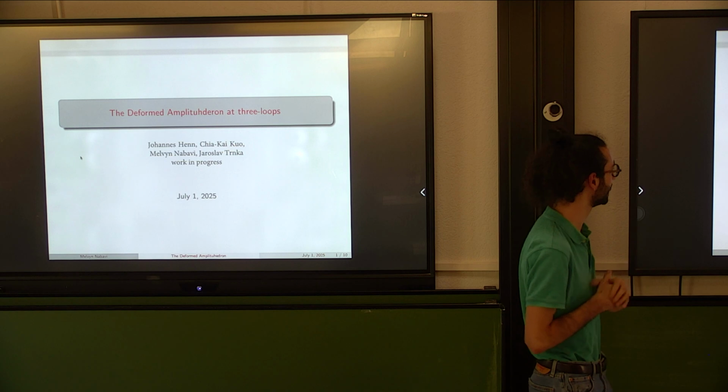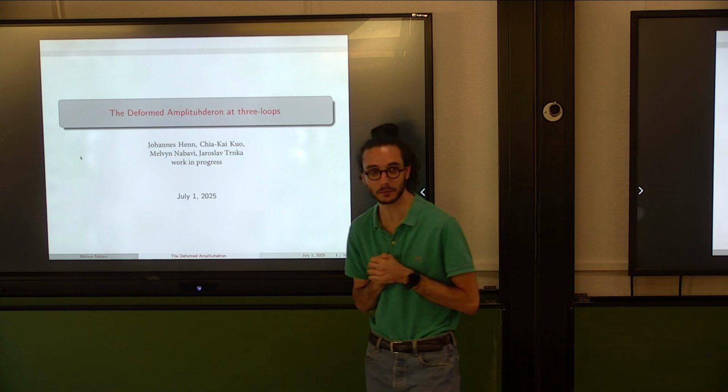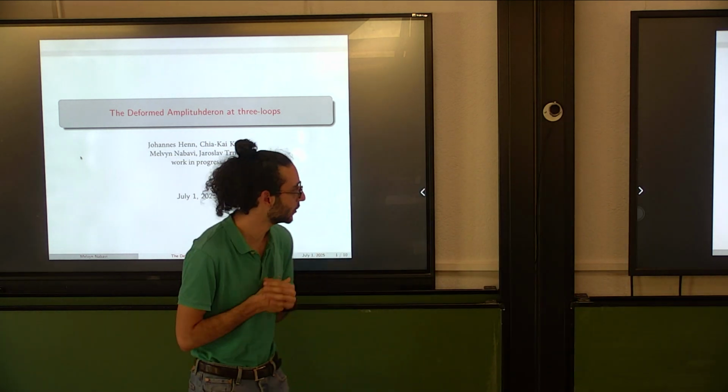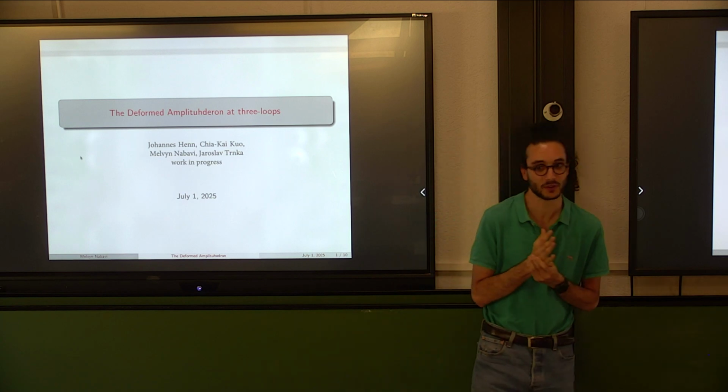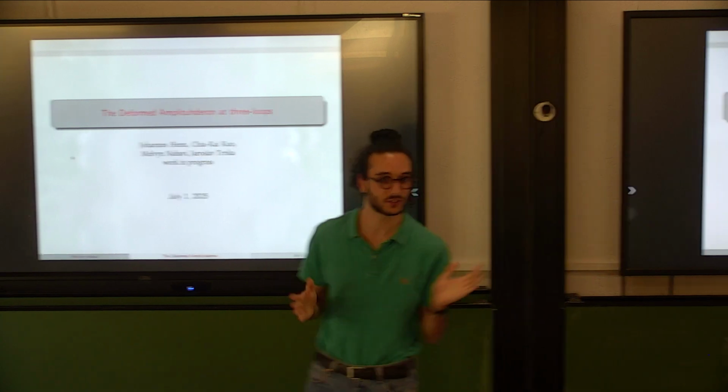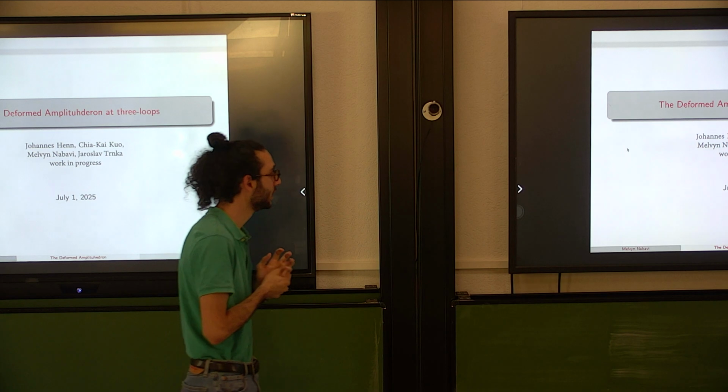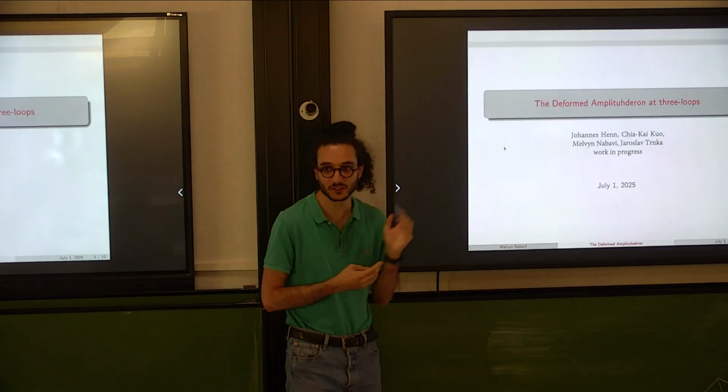What I worked on during the last few months is trying to understand the deformed Amplituhedron at 3 loops. As you have seen, we have a result at 1 loop, we have a result at 2 loops. Then what happens at 3 loops? Do we have some fancy new behavior that appears? And what can we say about that? This is still work in progress.